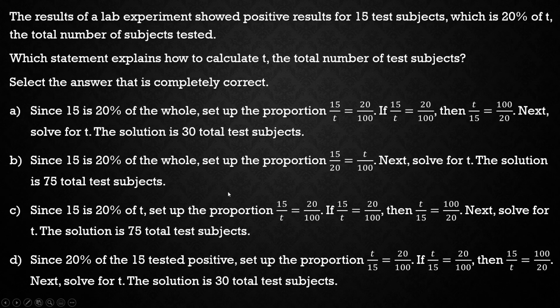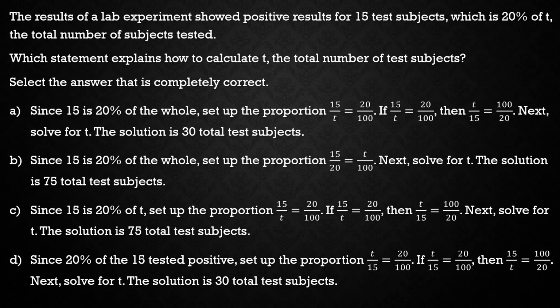Alright, our next one. So one thing with these kind of problems is a lot of the answer choices usually look a little bit intimidating, but remember, start with what we know, our part over whole equals percent over 100, and go from there. See which ones I can cross off right away. This question says the results of a lab experiment showed positive results for 15 test subjects, which is 20% of T, the total number of test subjects.